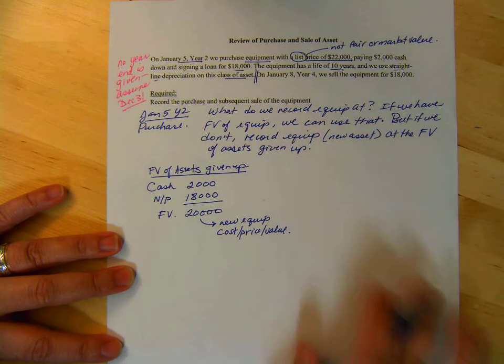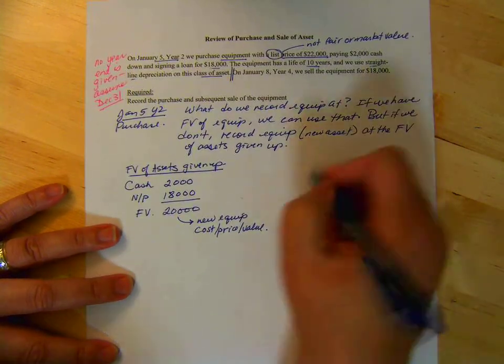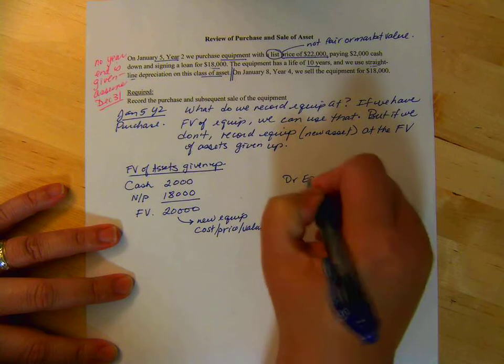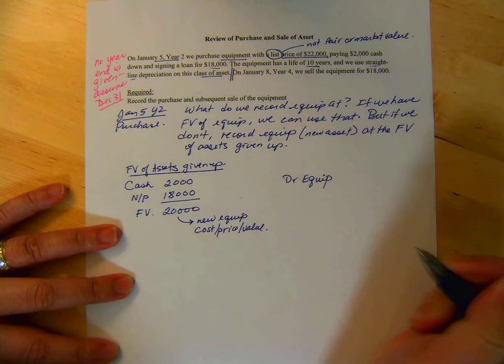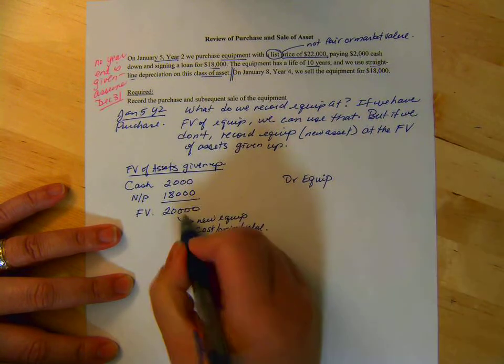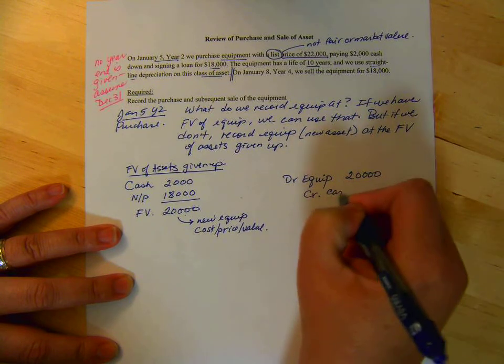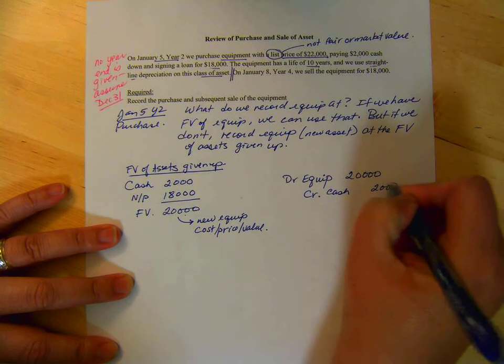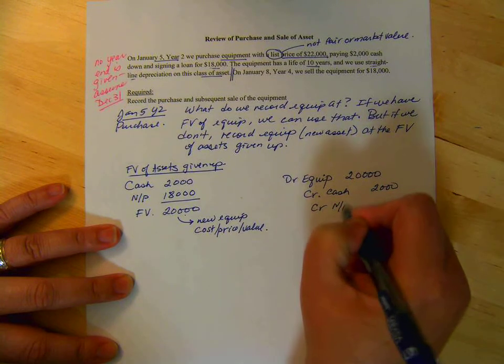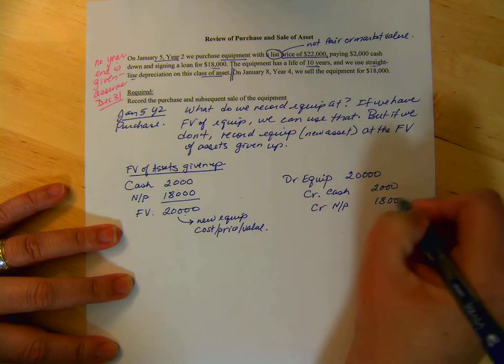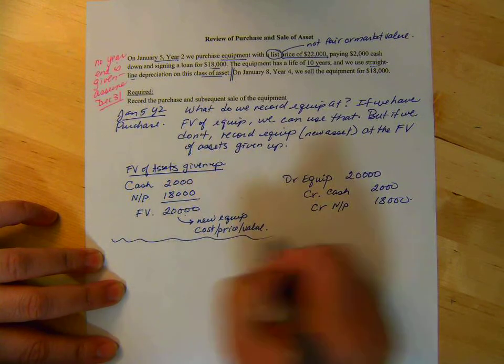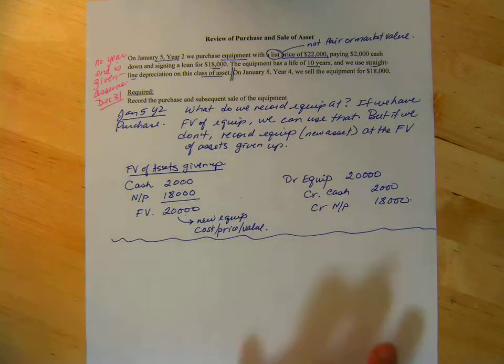So what are we getting? We're getting equipment. So we're going to debit equipment for $20,000, and we're going to credit cash for $2,000 and credit notes payable for $18,000. And that is the purchase.